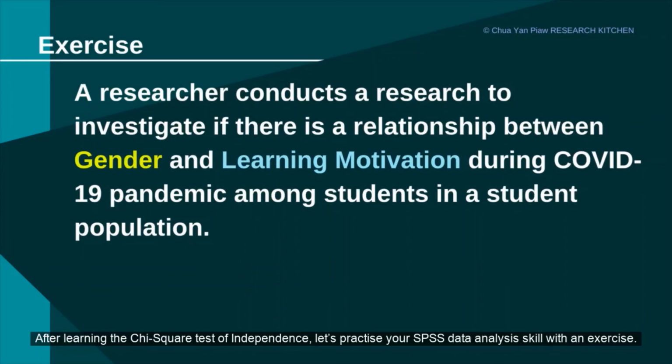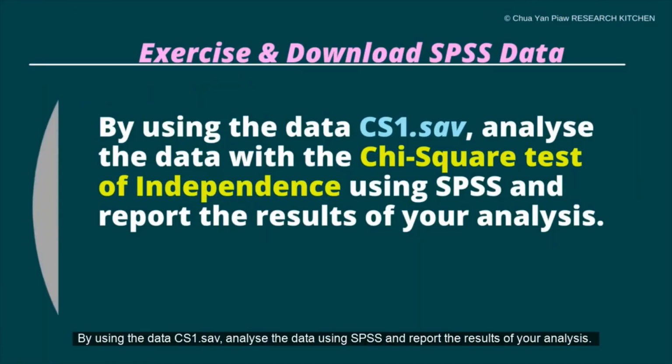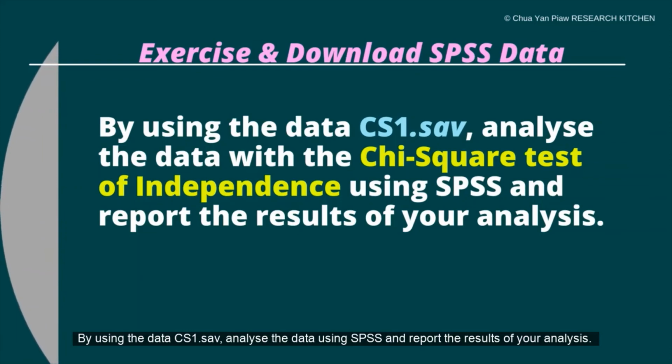After learning the chi-square test of independence, let's practice your SPSS data skills with an exercise. In this exercise, a researcher conducts a study to investigate if there is a relationship between gender and learning motivation during the COVID-19 pandemic among students in a student population. By using the data CS1 SAV, analyze the data using SPSS and report the result of your analysis.